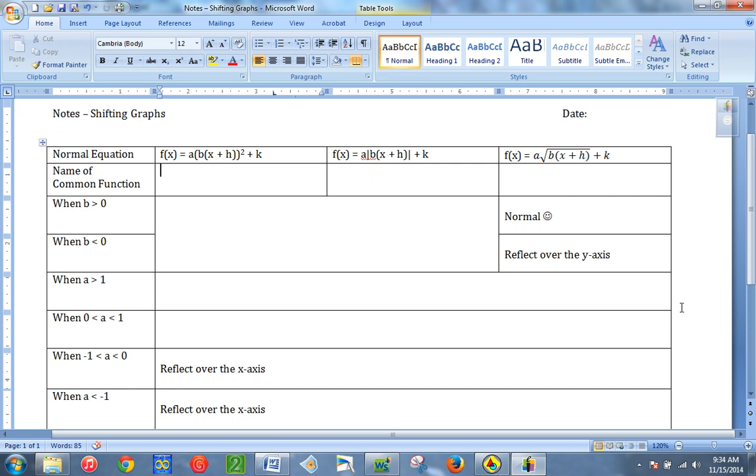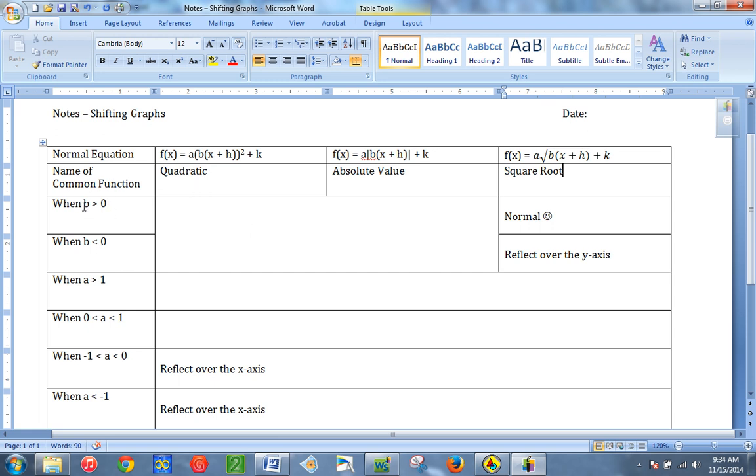So hopefully you know that this first function, since it is to the squared, is a quadratic. This second one, since it has those nice straight parentheses, for lack of a better term, is an absolute value. And then this last one has a radical, so it is a square root function. You do need to know those names, and you do need to know from the name the general shape of these functions. So let's take a little look at these.